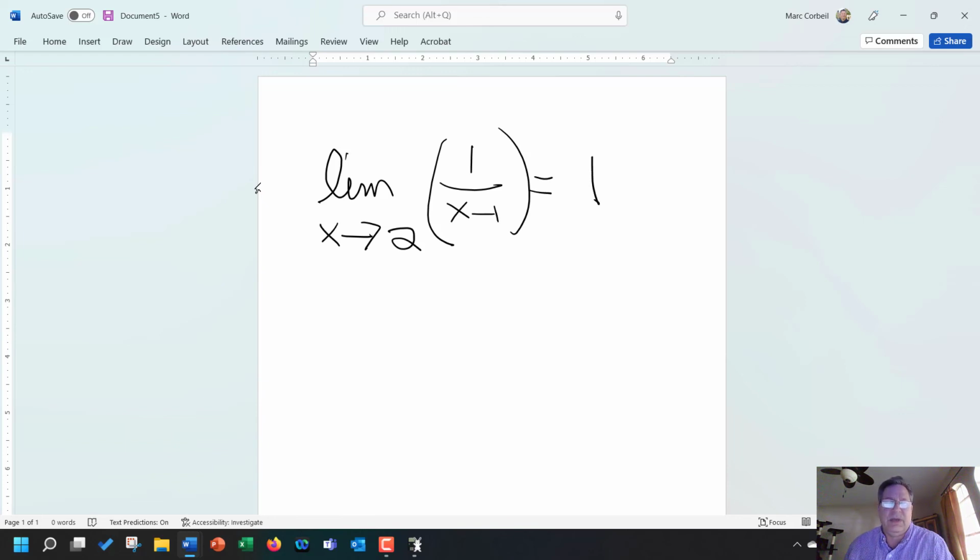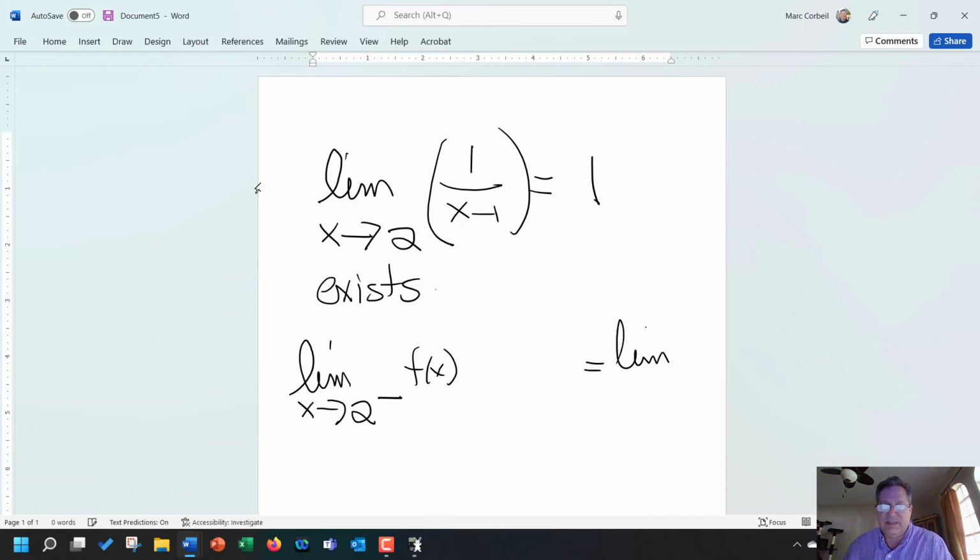Notice this is a great way of talking about the limit. And notice this limit exists. And it exists particularly because that limit is also equal to the limit as the value approaches 2 from the left of f of x. And it's also equal to the limit as x approaches this value from the right of f of x. These both equal the value 1.